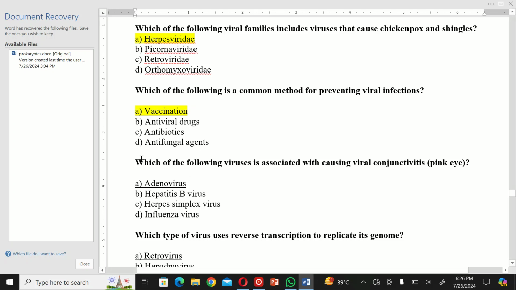The next MCQ is: which of the following viruses is associated with causing viral conjunctivitis, pink eye? A. Adenovirus. B. Hepatitis B virus. C. Herpes simplex virus. D. Influenza virus. So the correct option is A.